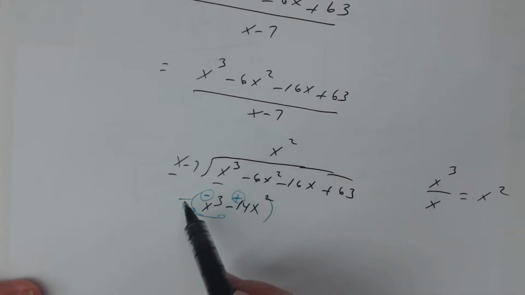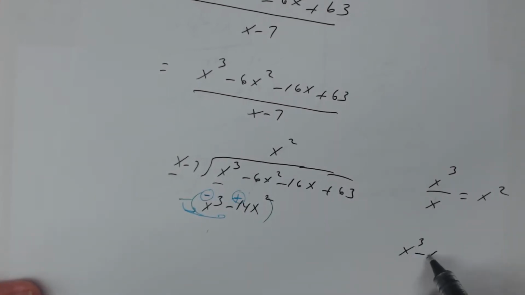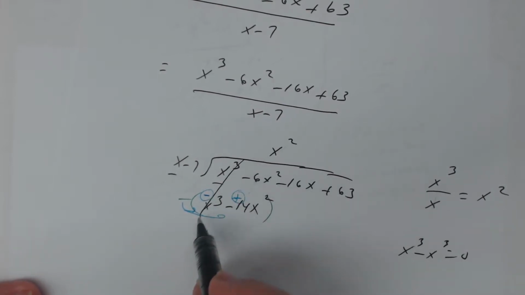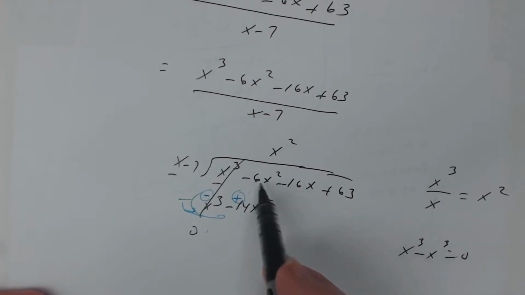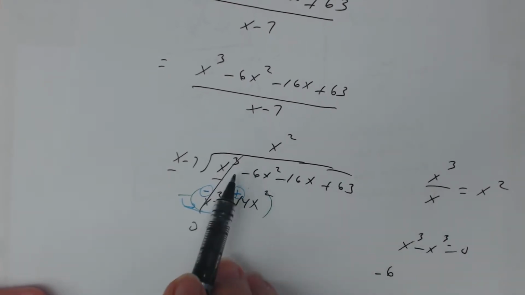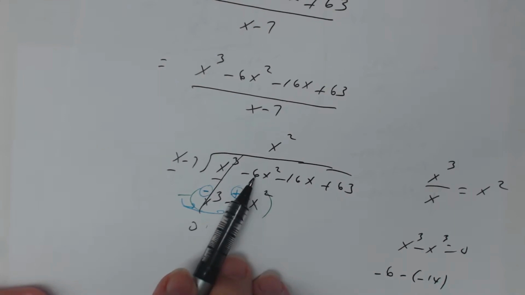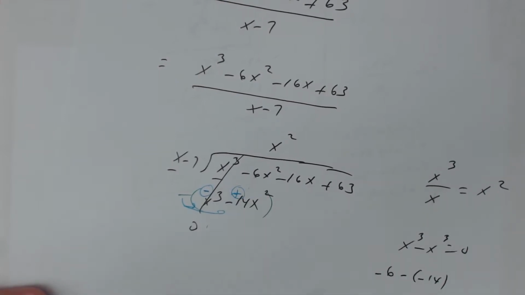So you're saying x cubed subtract x cubed. X cubed subtract x cubed is 0, and that's what you wanted. You wanted that to be a 0. Now over here, though, I have a negative 6x squared. I'm just looking at the coefficient for right now. A negative 6 subtract a negative 14. That really becomes negative 6 plus 14.